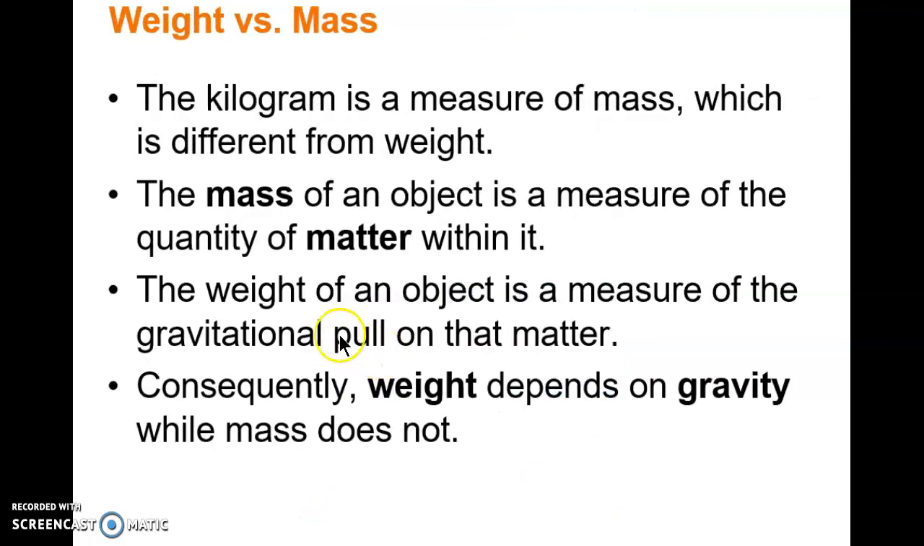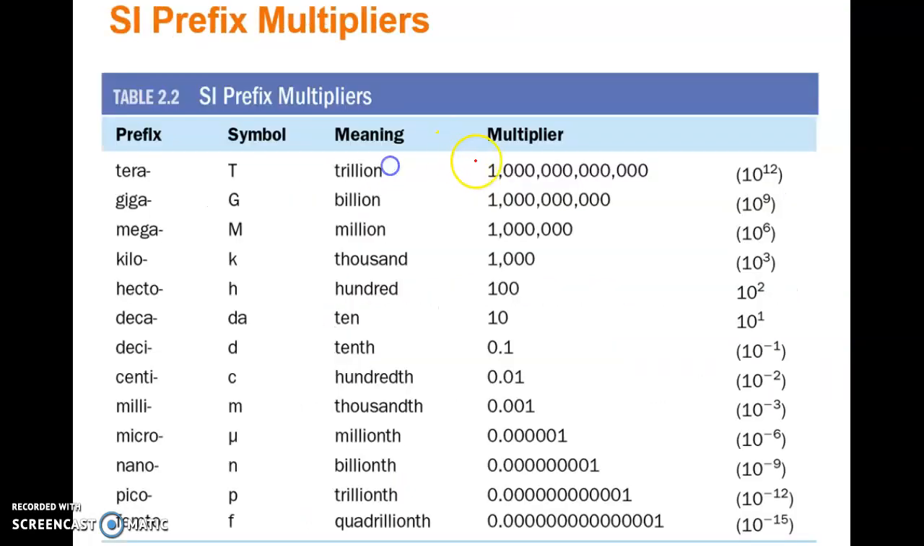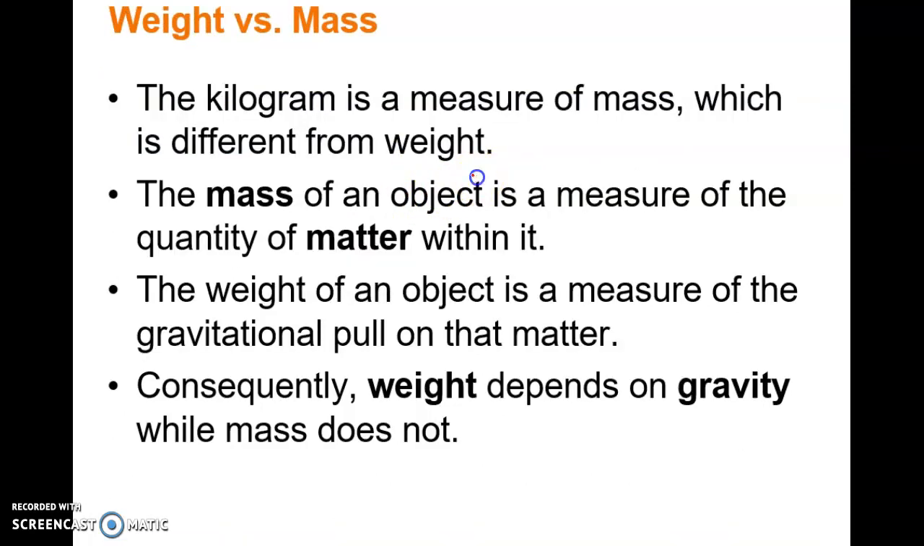Weight versus mass. The kilogram is a measure of mass, which is different than weight, okay. The mass of an object is a measure of the matter within it. The weight of an object is a measure of the gravitational pull on that matter. So weight depends on gravity and mass does not.